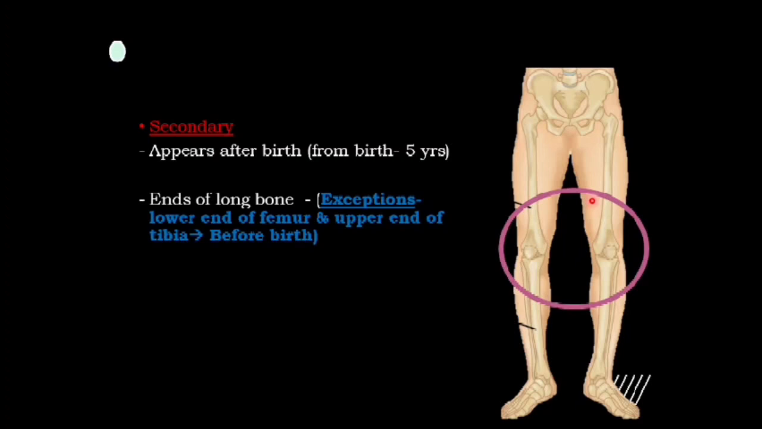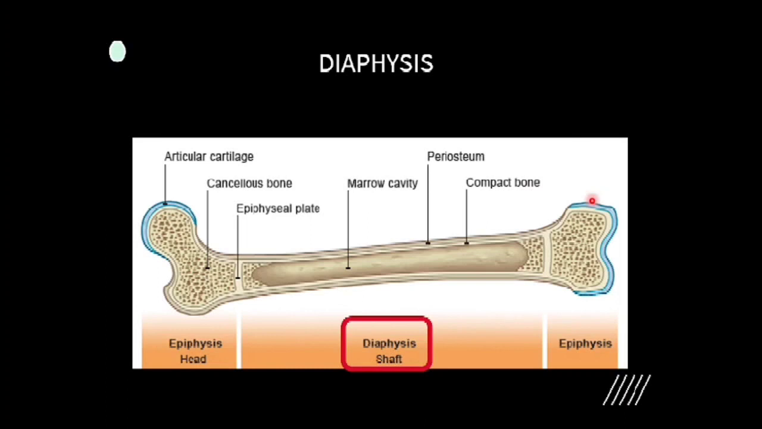So all the secondary ossification centers which are seen at the ends of long bone appear after birth only, except the lower end of femur and upper end of tibia, which appear before birth. So both these sets of exceptions you have to keep in mind. So diaphysis is nothing but the shaft of bone that develops from the primary ossification center, and it develops before birth.